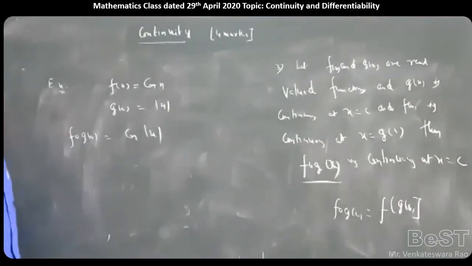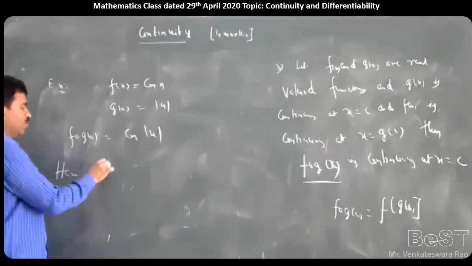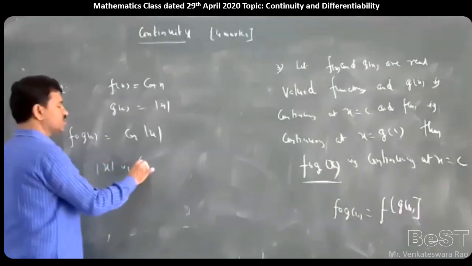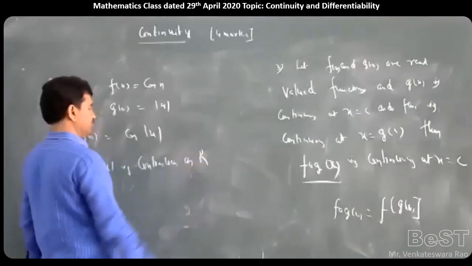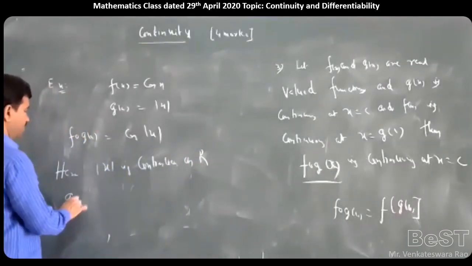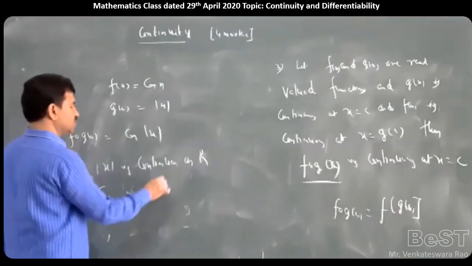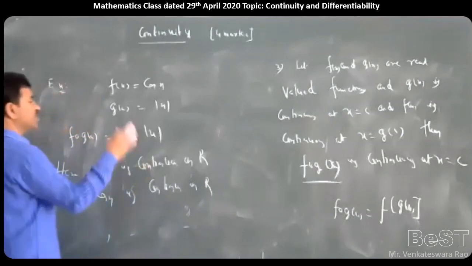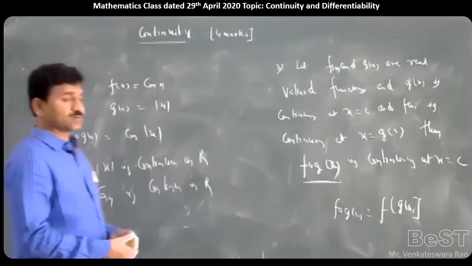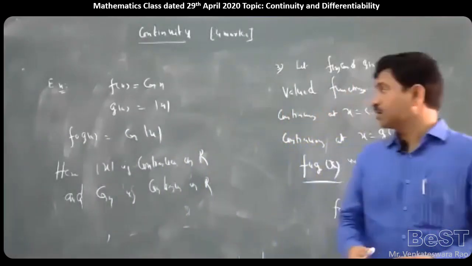Here mod x is continuous on R, and cos x is continuous on R. So cos of mod x is continuous on R.